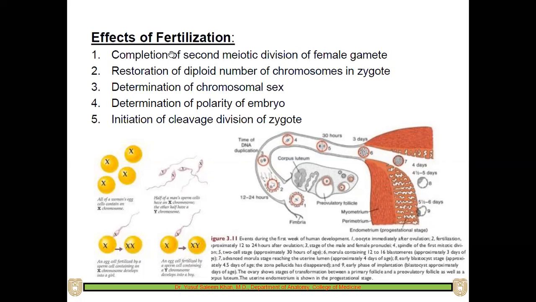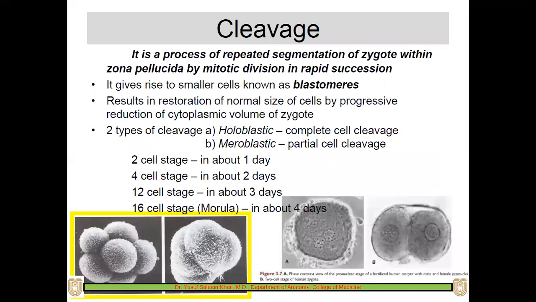So the beginning of the cleavage division of the zygote is already taking place at fertilization. So these are the five effects of fertilization. One is the completion of the second meiotic division. Second is the restoration of the diploid number of chromosomes. Third is determination of the sex. Fourth is the polarity of the embryo, which will become head and tail, as well as the initiation of the cleavage of the zygote. All these will be determined at the time of fertilization. So these are the effects of fertilization.